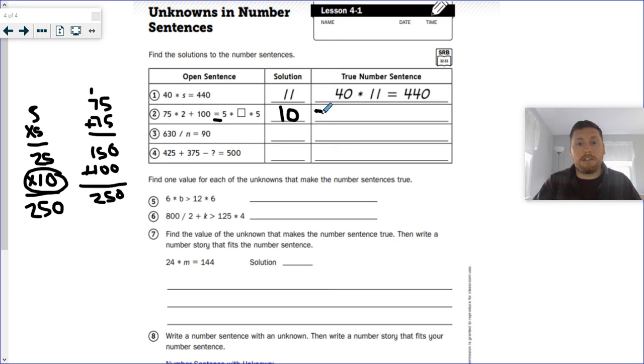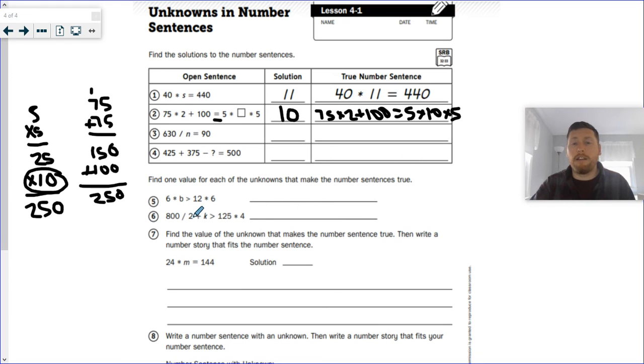So then I would write it 75, and I'm going to try to do the best I can here, times 2 plus 100 equals 5 times 10, times 5. All right, that's how I figure out the problem with finding my unknown and then putting that unknown into my final true number sentence. Okay, so I'll let you do number 3 and 4 by yourself.